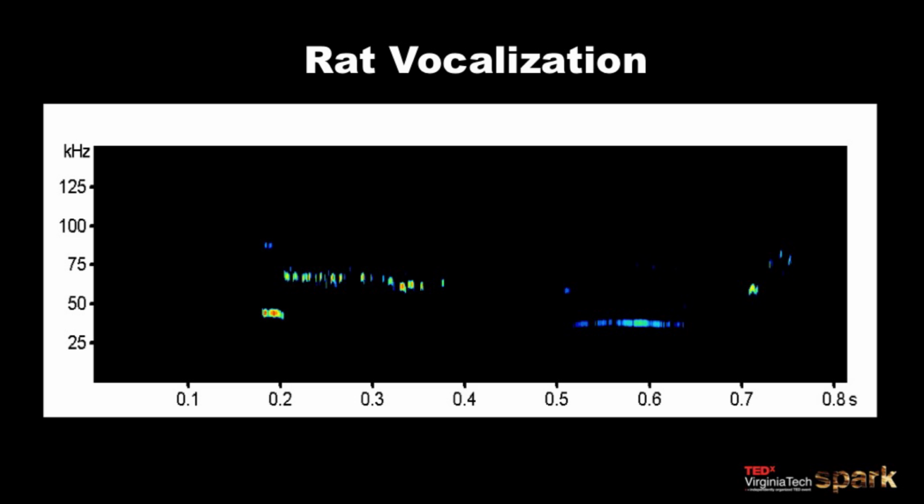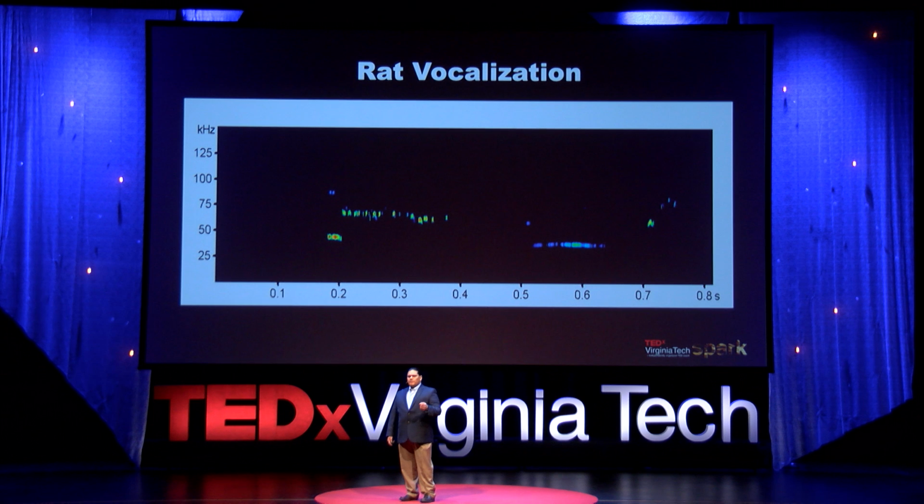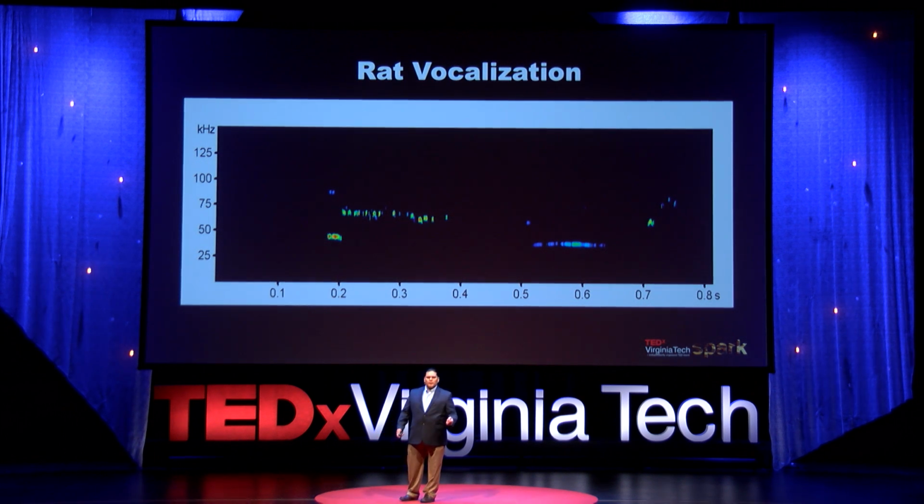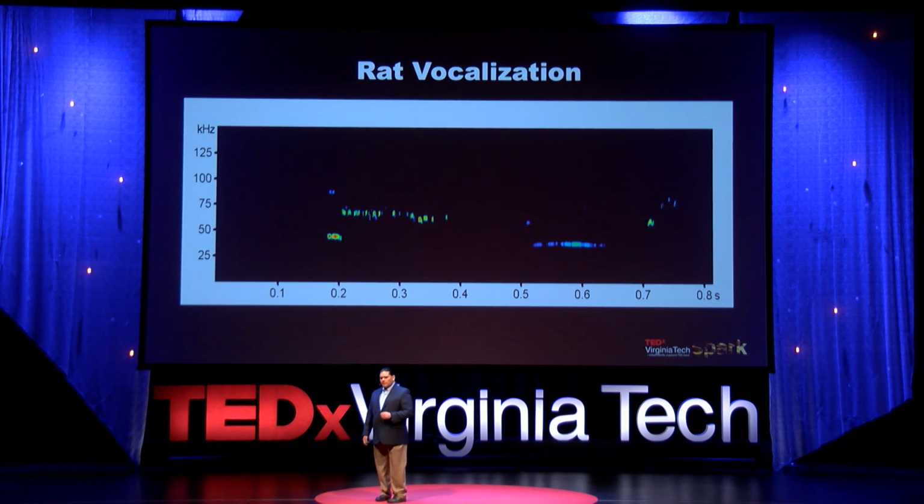On the left, y-axis, kilohertz and frequency. On the bottom, x-axis, time in milliseconds. So what you see, think of it as a heat map, where warmer colors such as red are indicative of more acoustic power, cooler colors such as blue are indicative of soft acoustic power.